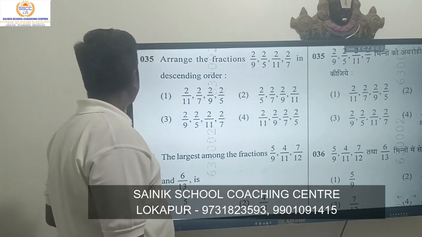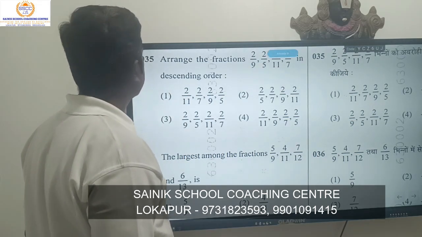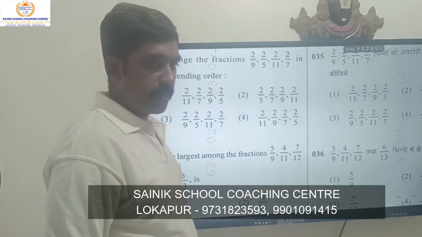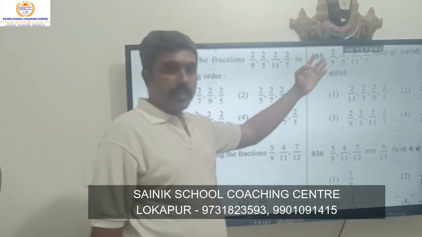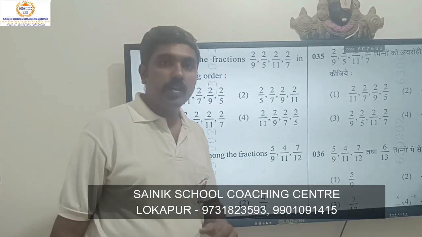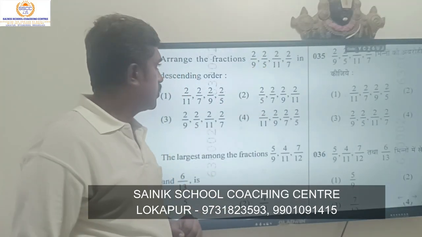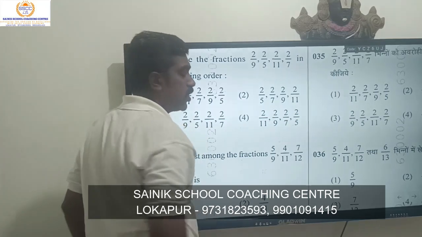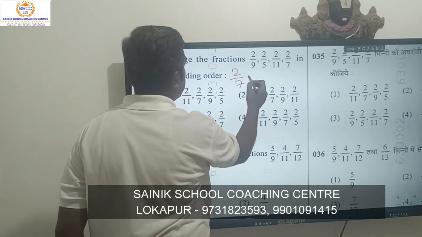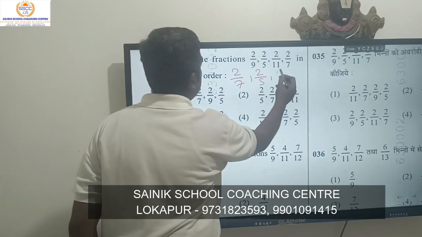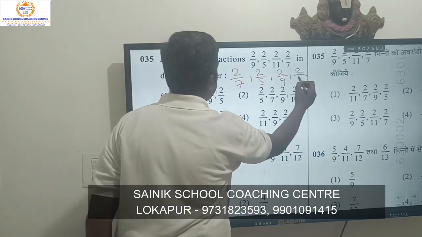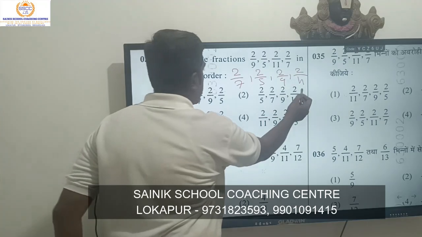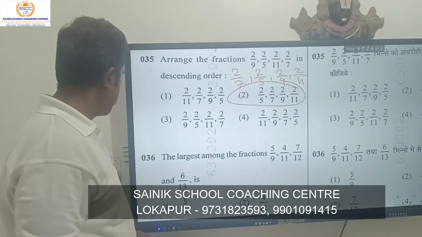Okay. Question number 35. Arrange the fractions in descending order. When the numerator is the same, the highest denominator will have the lowest fractional value. So if I have to arrange it in descending order, I have to choose the smallest denominator first. So 2 by 5, 2 by 7, 2 by 9 and 2 by 11. So which one is the answer here? 5, 7, 9 and 11. Option 2, right answer.